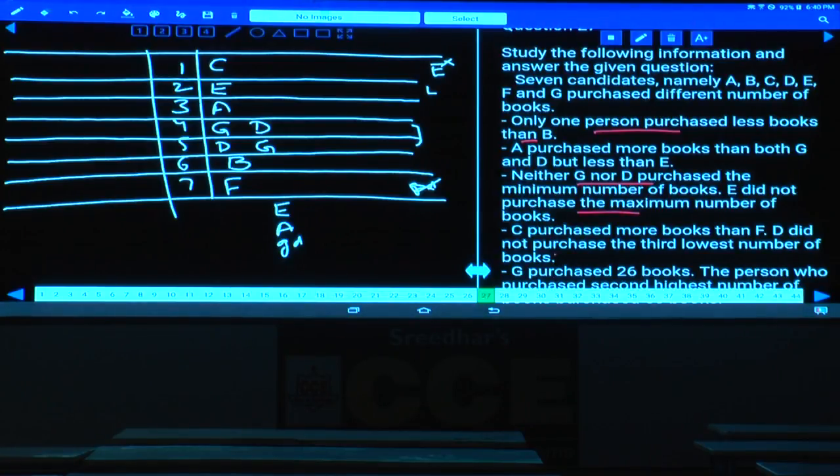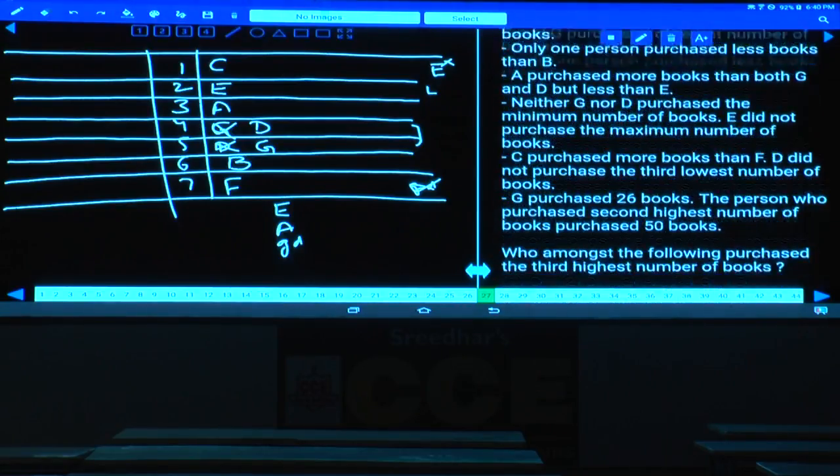And D did not purchase the third lowest. As D did not purchase the third lowest, D cannot be at this place. As D cannot be here, then where should D be? D must be here and G will be here. Then what is the final order here? C, E, A, D, G, B, F.